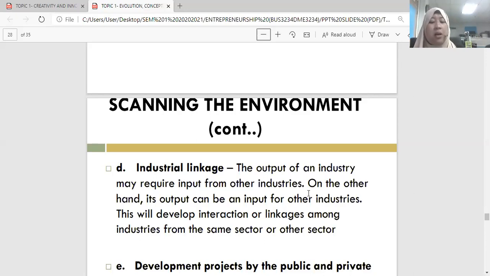If I say this also gives job opportunities to the cleaner, where is the cleaner in this industry linkage? In the cleaning services. It's because when they do this kind of job, of course they are sometimes very dirty, right?